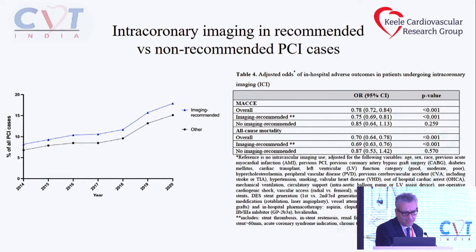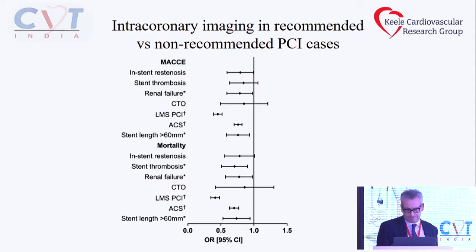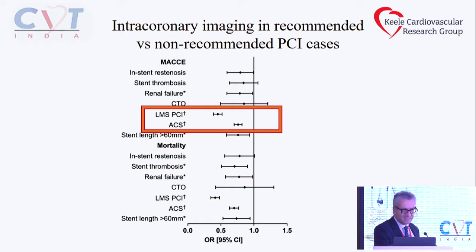So this is a paper that will hopefully be published in the next month or so, where we've analysed every imaging case in the United Kingdom over 6 years. I think it's a couple of 100,000 imaging cases with PCI. And you can see we've stratified the patients according to whether imaging is indicated by EAPCI versus not indicated. And you can see that the main benefit is in the complex cases where it's indicated. You can also see that actually the biggest benefit is in left main PCI and in ACS. So again, an argument for using imaging in all ACS cases.